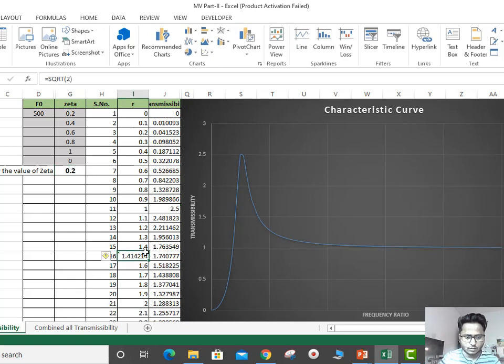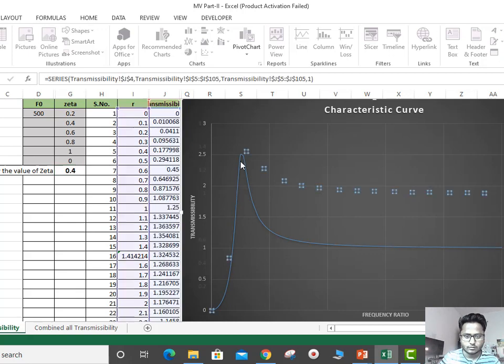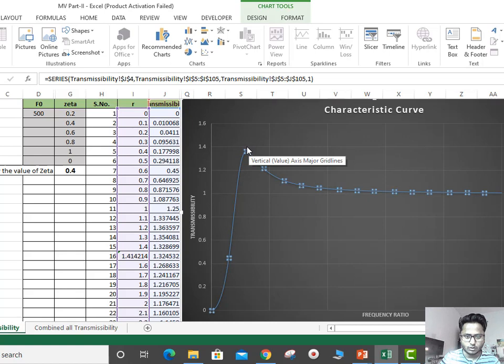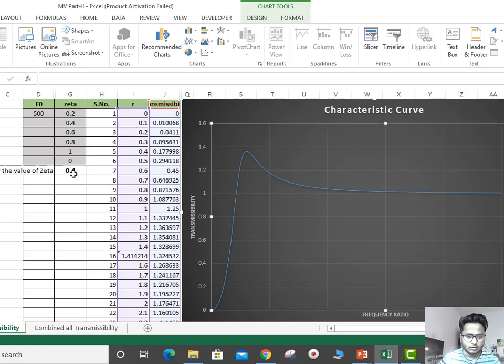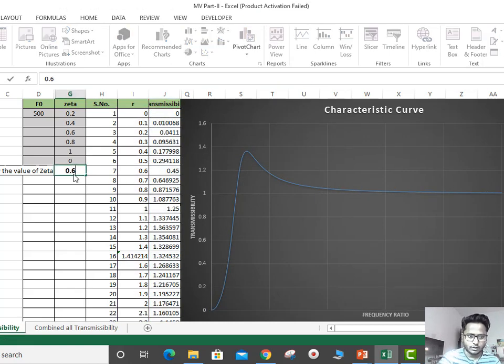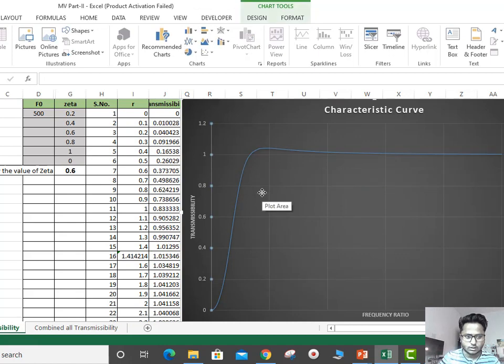Then we can see the value has changed like this, and the maximum value is 2.5, and it is going to be unity. Now we are going to change it once again to 0.4. Then we can see the maximum value has decreased, below 1.4. So we can see the maximum value of every curve is decreasing as zeta is increasing. You can see this maximum value is below 1.2.